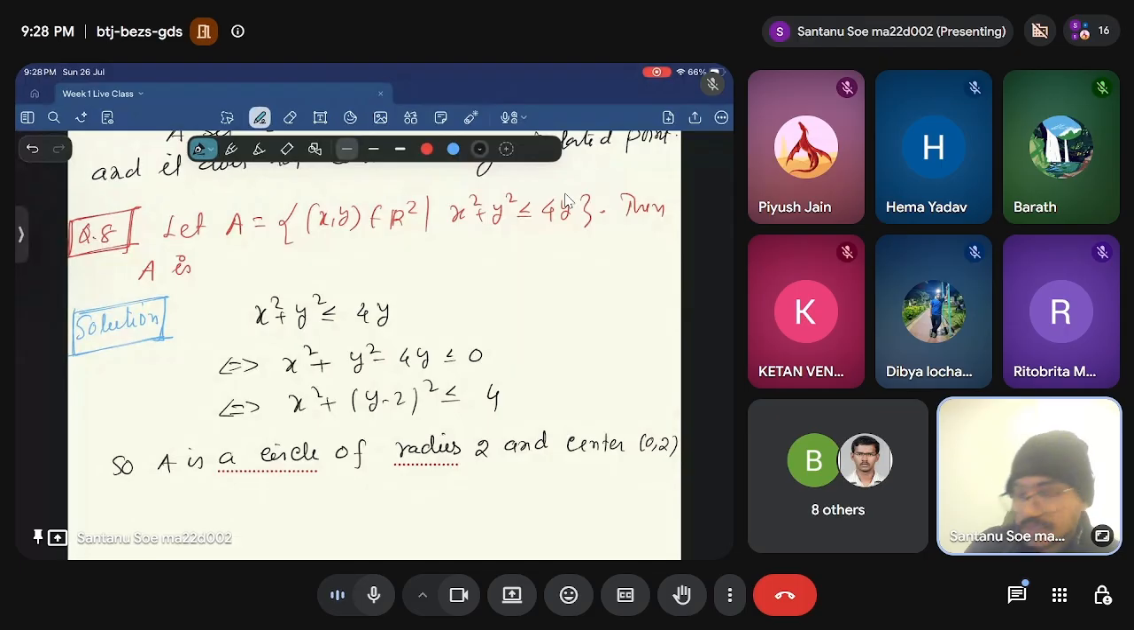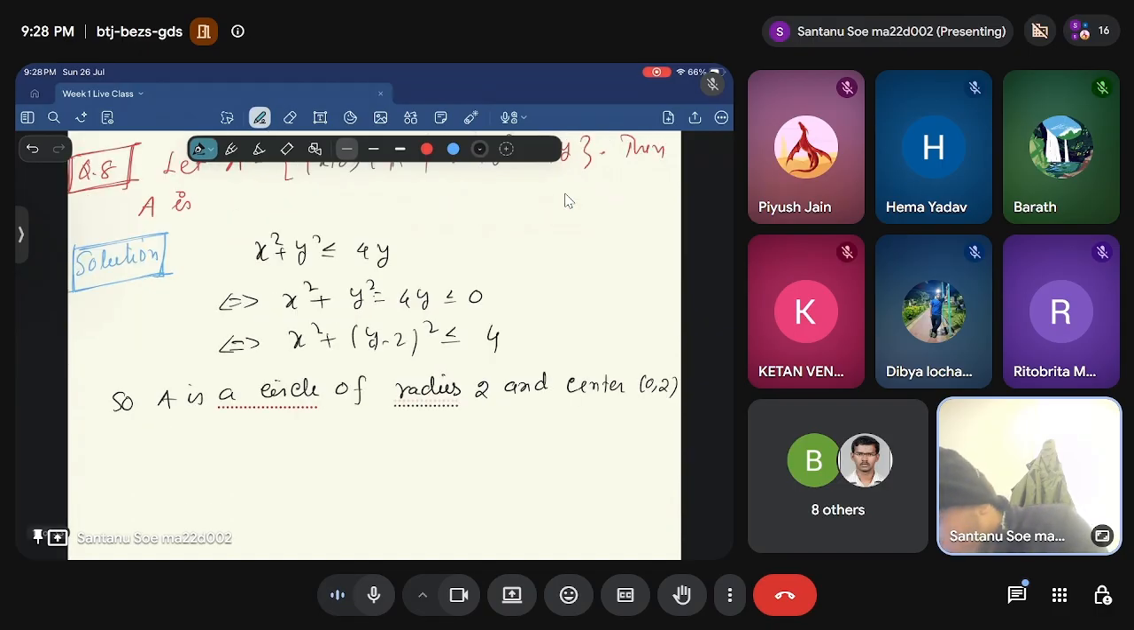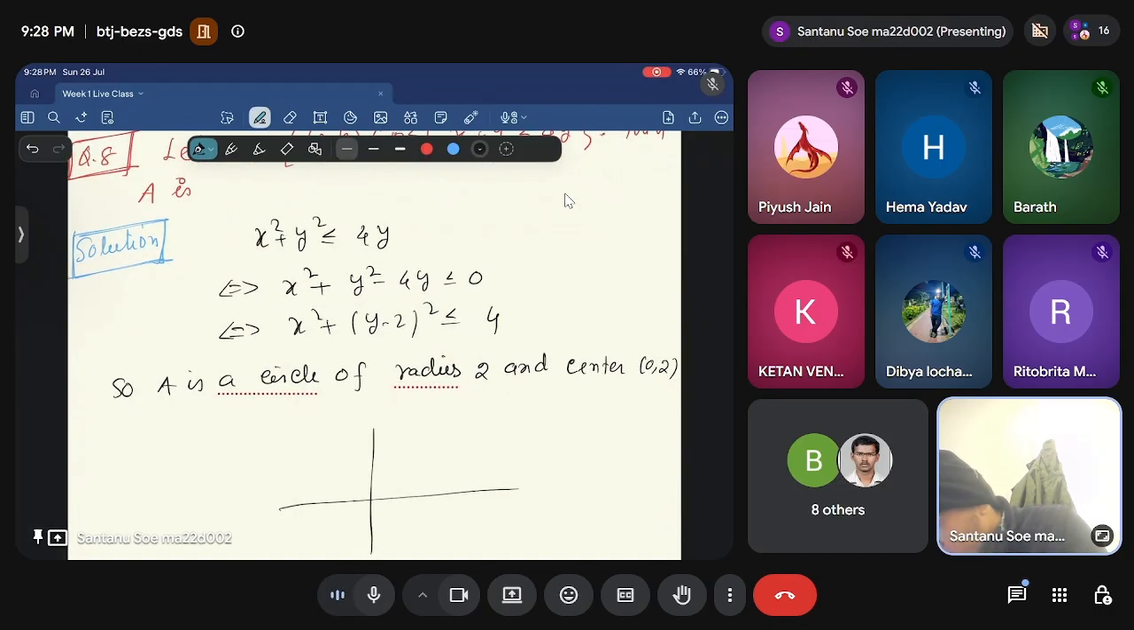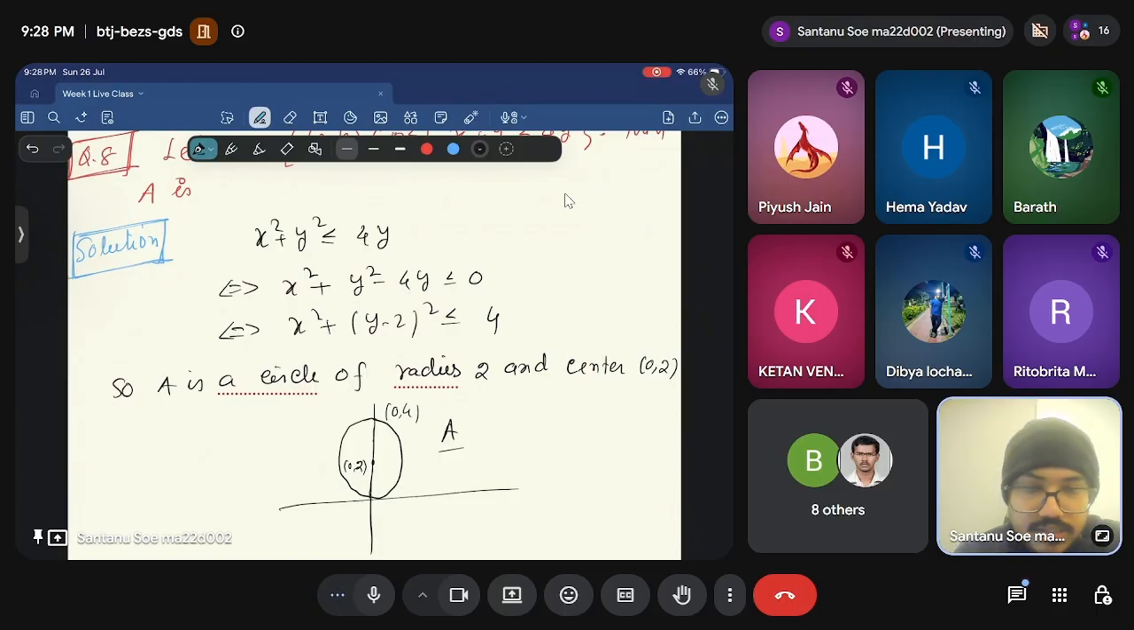This is a closed ball, right? So in fact it's a compact set. It's the same as a ball in 2 dimensions. So if you just draw the image, this point will be just somewhere here. This is going to be 0, 2. This will be 0, 4, and this is of radius 2. Okay, this is the equation of the circle. So this is a closed ball. It's compact, right? It's bounded and closed. All these definitions we'll be going through later in this course.